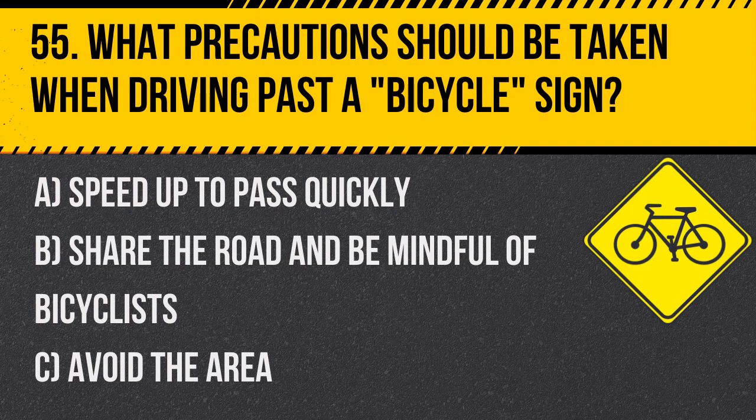Question 55. What precautions should be taken when driving past a bicycle sign? A. Speed up to pass quickly. B. Share the road and be mindful of bicyclists. C. Avoid the area.